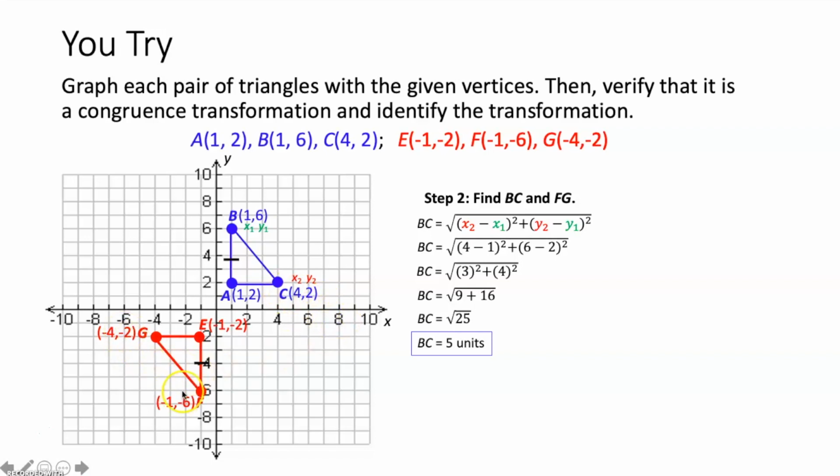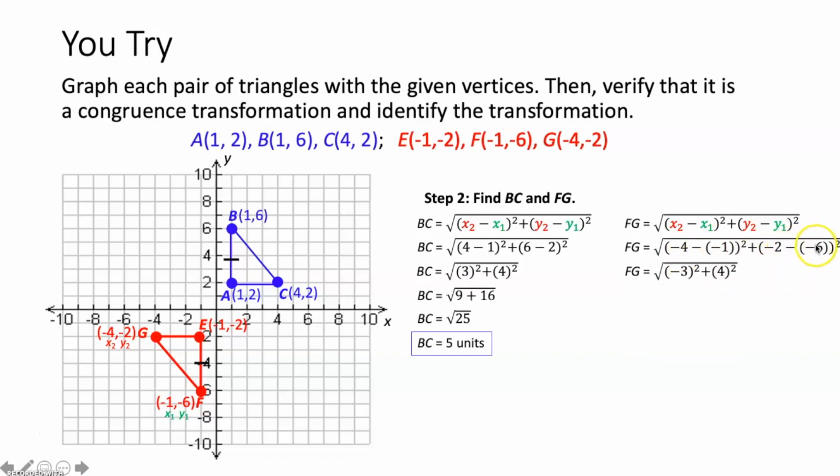Let's check to make sure the measure of FG is the same. So we choose one of these points to be x sub 1, y sub 1, the other one to be x sub 2, y sub 2. Plug in the coordinates to their corresponding spot in the distance formula, and we simplify. -4 minus -1, same thing as -4 plus +1, so that's just -3. And then -2 minus -6, same thing as -2 plus +6, so that's going to be +4. -3 squared is 9, 4 squared is 16, 9 plus 16 is 25, and the square root of 25 we know is 5.